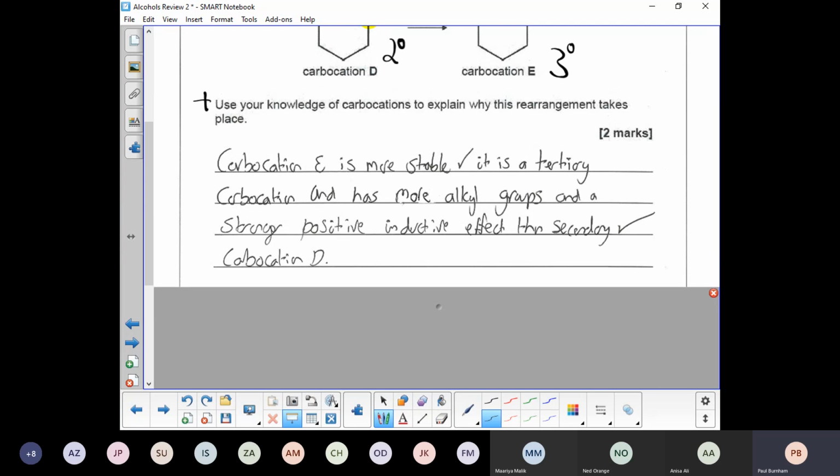And one of the things that you'll see with my answer is I've been quite precise here. I've used the terms, let's go for the yellow pen, I think would be better. So I've identified as part of my written response that I know carbocation E is tertiary. I've also identified that the other carbocation is secondary, and I've linked stability to that positive inductive effect.